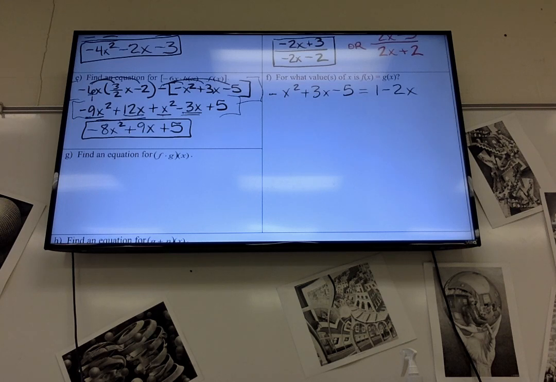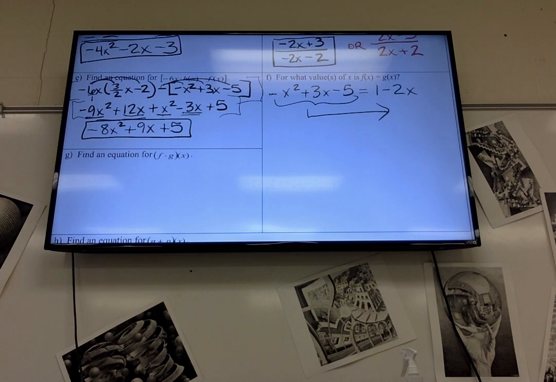Now, I've asked this question lots of times. Let's see if we can get it. How do you solve an equation that has an x squared and an x? Yeah. Set it equal to 0 and factor it. Or if you can't factor it, use quadratic formula. To set it equal to 0, I'm going to move this stuff over there.